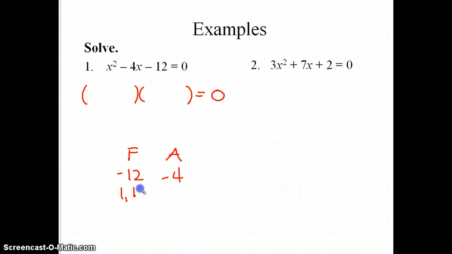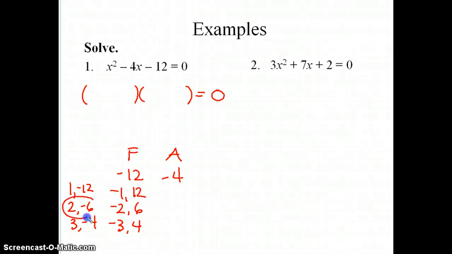So I would have 1 and 12. And remember, I can flip that negative back and forth. I have 2 and 6, 3 and 4. And I started with all the negatives on the first or the leading number. I could change that and say 1 and negative 12, 2 and negative 6, 3 and negative 4. When I look at those 6 combinations of factors, I see that 2 and negative 6 will add to my negative 4. So I will begin with my x's in the first place, plus 2 minus 6.